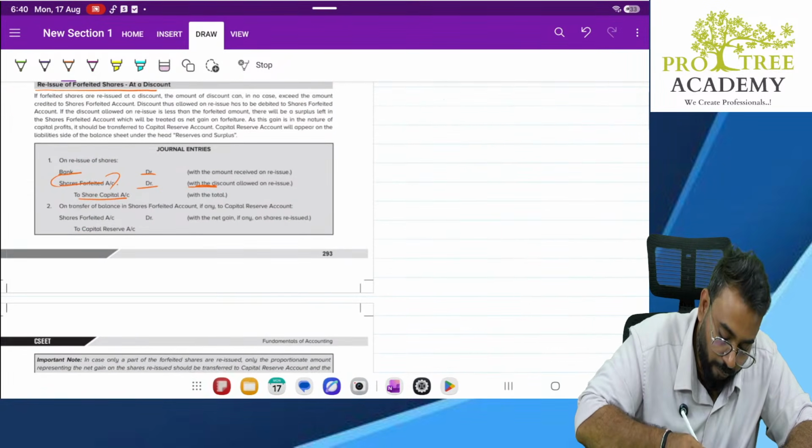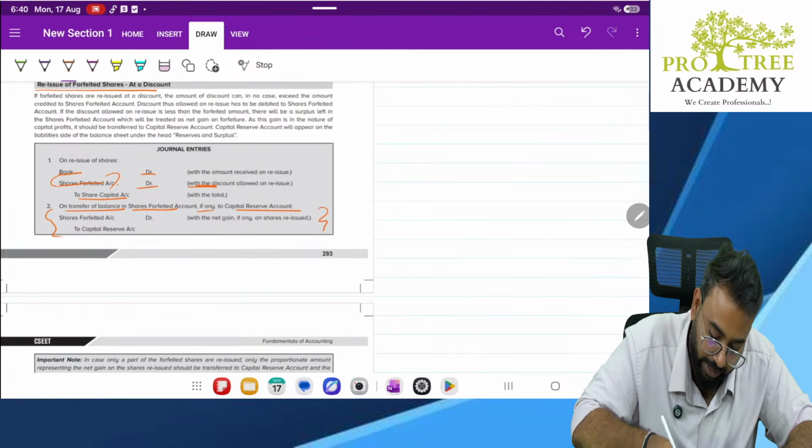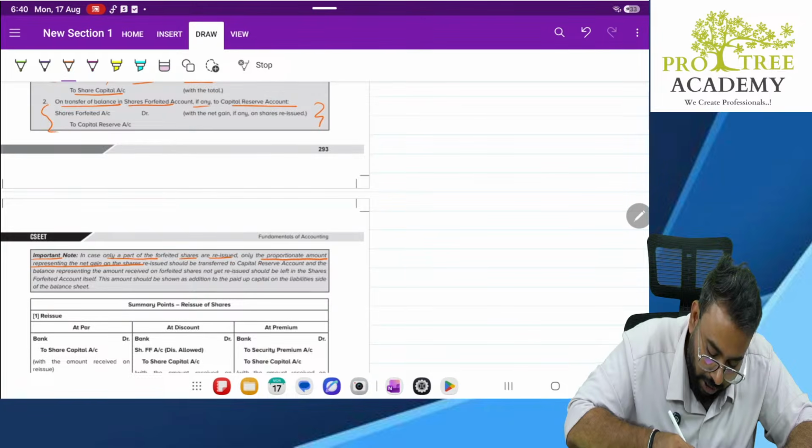Next, on transfer of balance in share forfeiture account, if any, to capital reserve account, this is the entry. Important note: in case only part of forfeited shares are reissued, only the proportionate amount representing the net gain on the shares reissued should be transferred to capital reserve account.